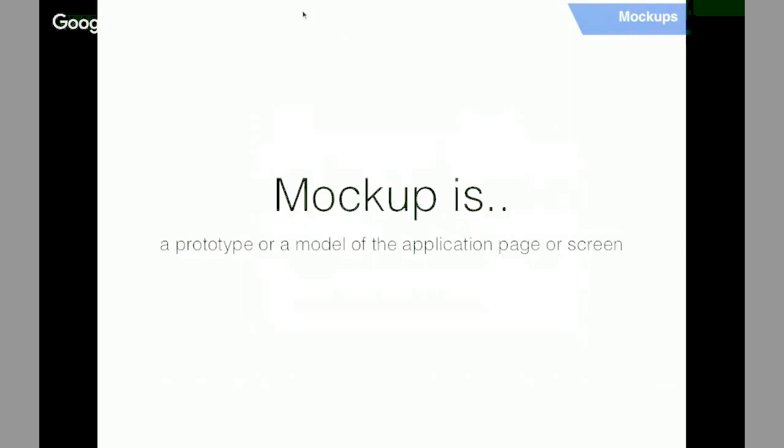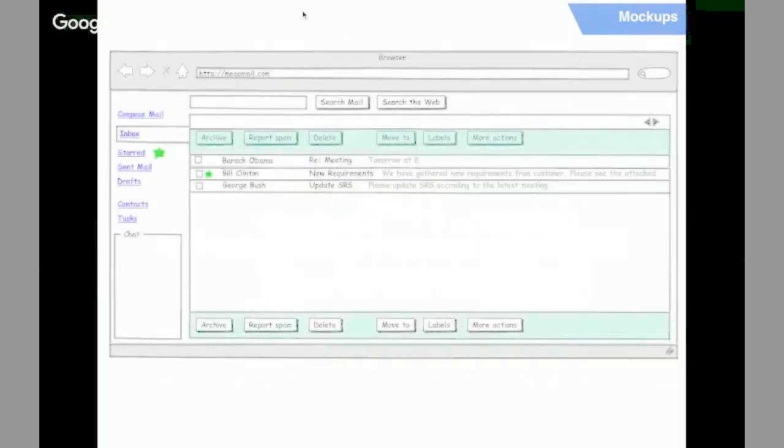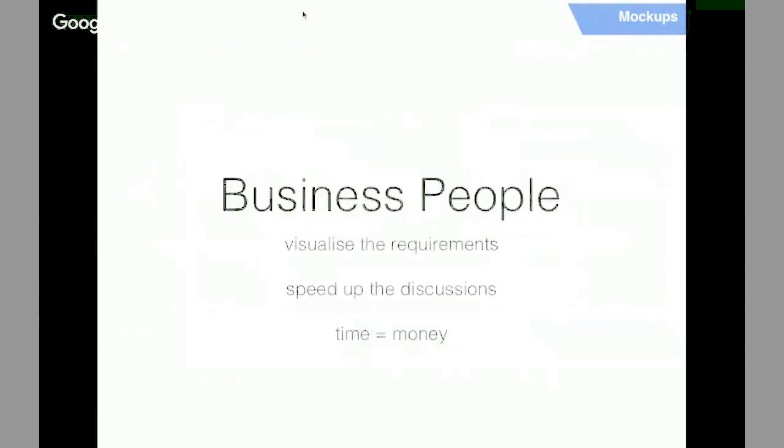There are obviously different groups of stakeholders and different parts of the process that can benefit from using mockups. This is an example of a mockup, by the way. This is a mailbox of some mail service. Now, the first group of stakeholders, the big one, is the business people. How can mockups help you? They can help you to visualize the requirements and speed up the discussion between the business people and the product owners or business analysts.